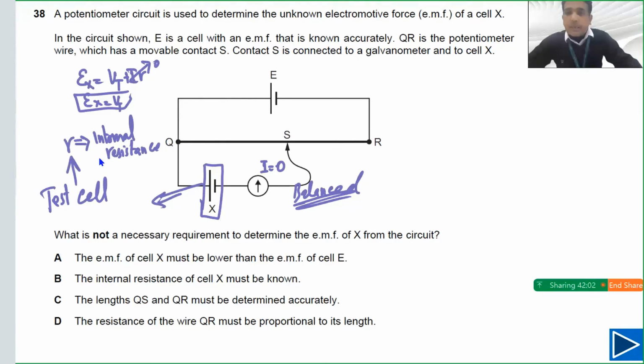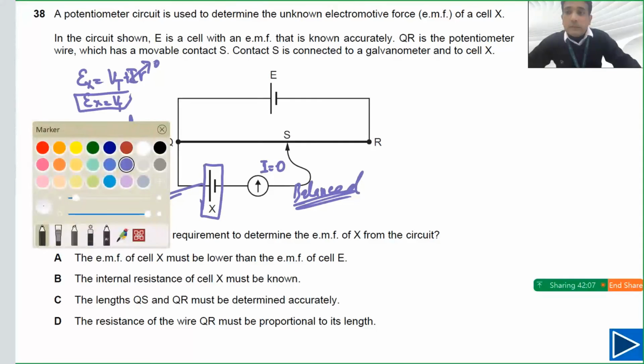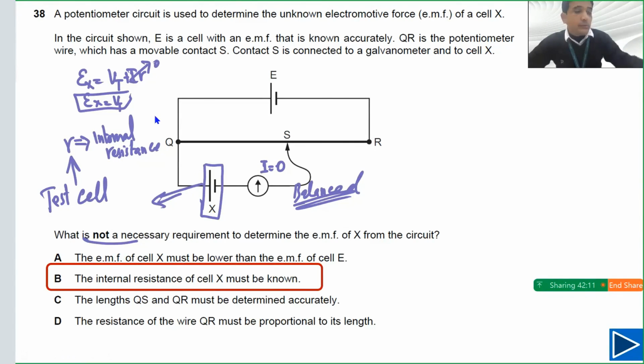So let's check the answer. The question is asking which one is not required. We don't need that one. So the answer is B for this question.